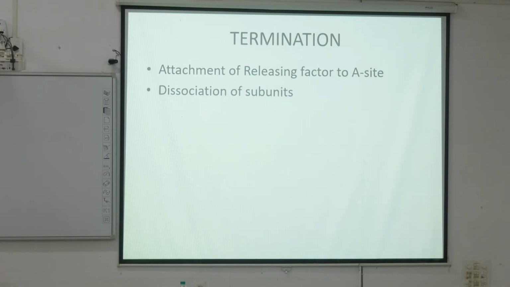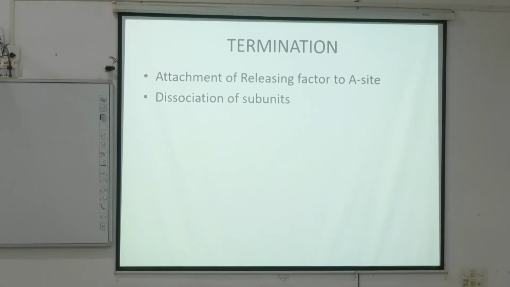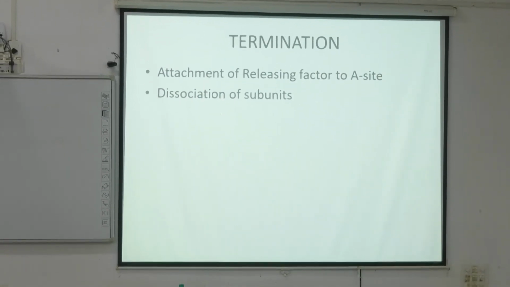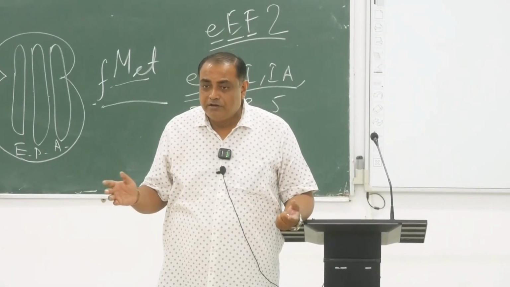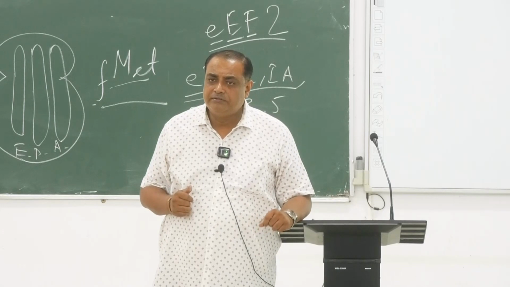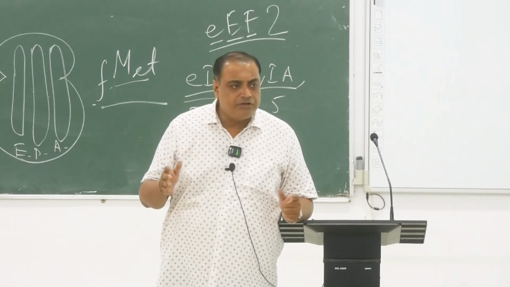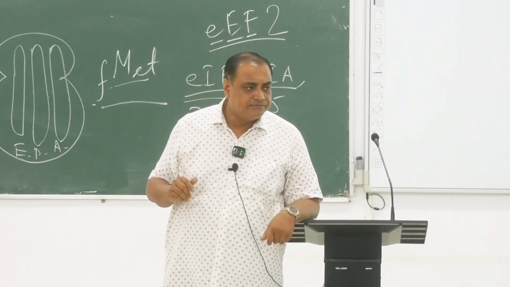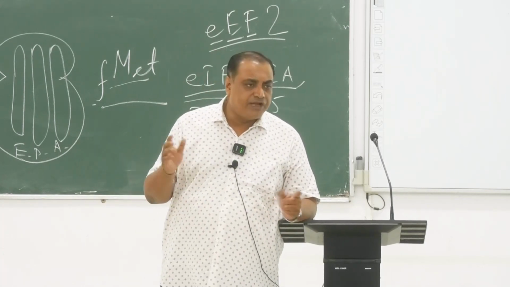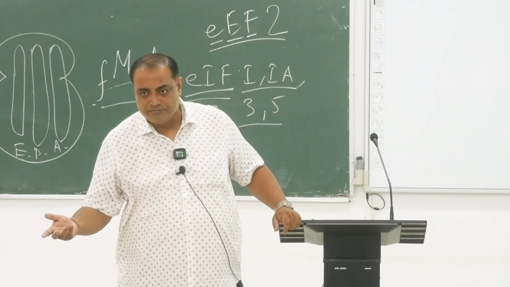Termination. Now, for every shift, one new amino acid tRNA must occupy A site. Suppose there comes a stop codon, means which has no corresponding amino acid. So, what will happen? The tRNA will come, but there is no amino acid. So, tRNA cannot come and bind at A site. There is no tRNA for stop codon because there is no amino acid for stop codon.